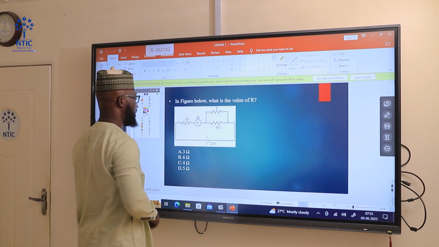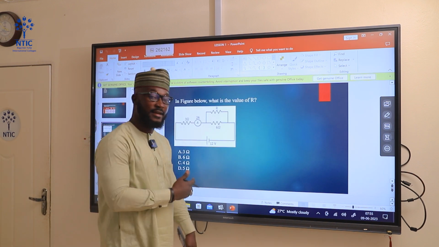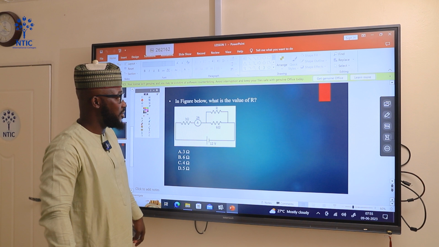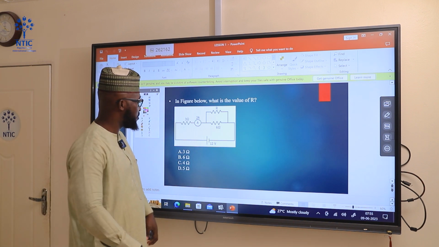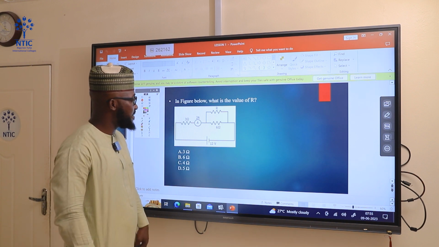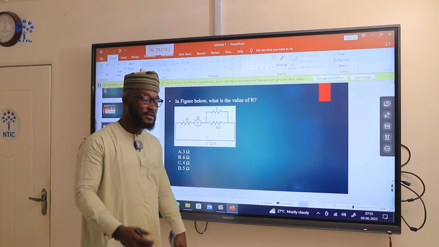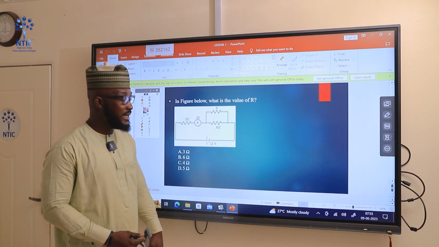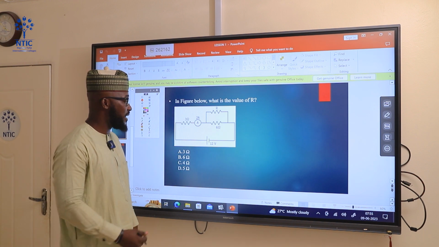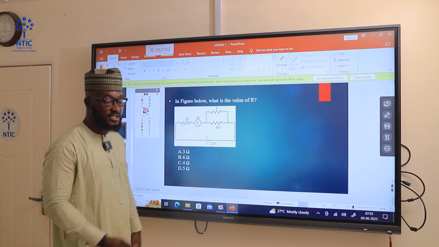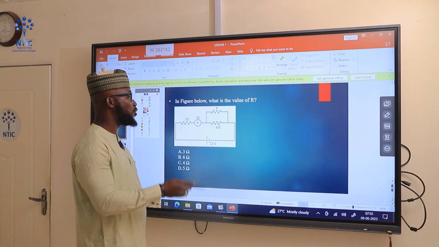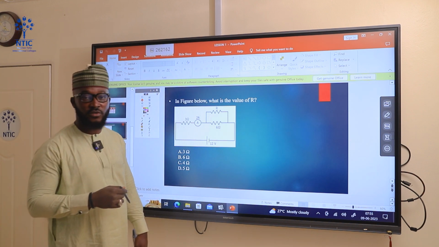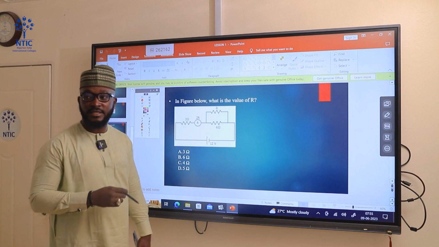Our next question is this. In this case, we have a circuit, and in our circuit, we are given 3 resistances, and then we have our current, which is 2 ampere, and our voltage, which is given as 12 volts. So first, we need to look for the total resistance.